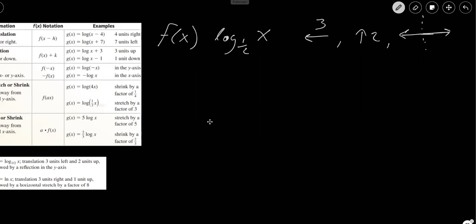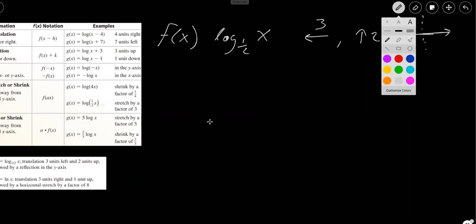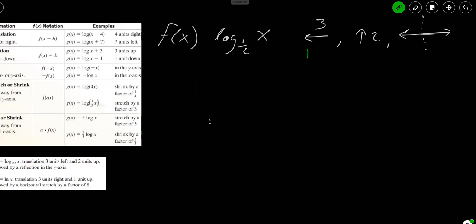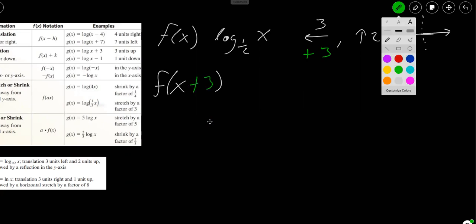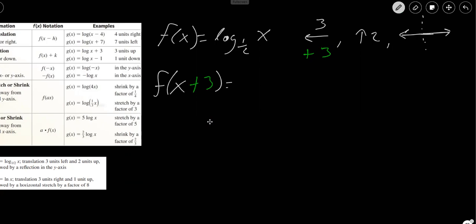The first one is a translation, so it's just an addition and subtraction on my input value. Since I'm moving to the left by 3, it's going to be a +3 on my x value. So let's write this very quickly. It's going to be f of x plus 3. That's going to be equal to log base 1/2 of, put this in parentheses, x plus 3.